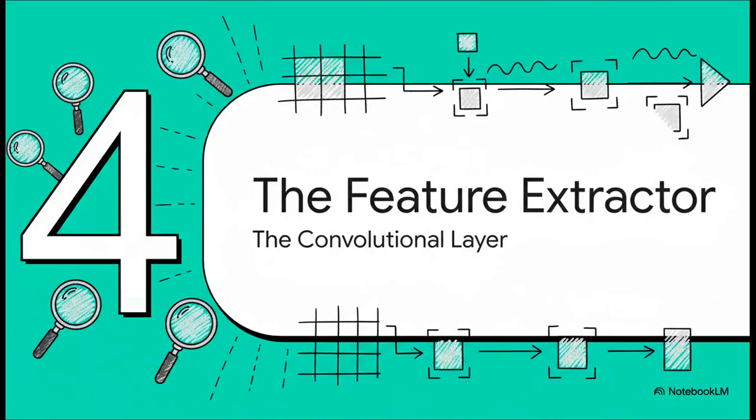All right, so we've got the inspiration. Now let's get into the nuts and bolts. We are going to zoom in on the absolute heart of the CNN, the convolutional layer. This is where the magic happens. This is the part that actually does the seeing.